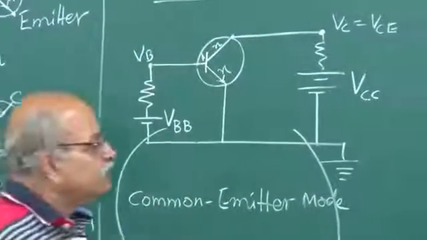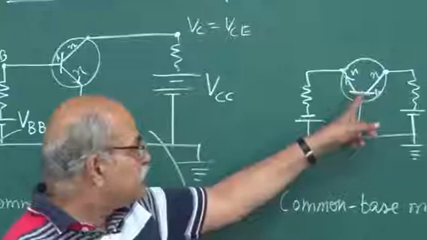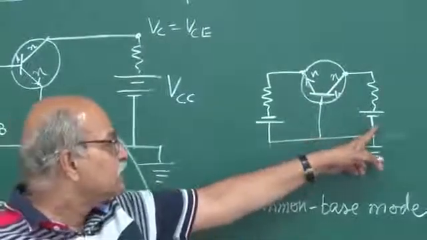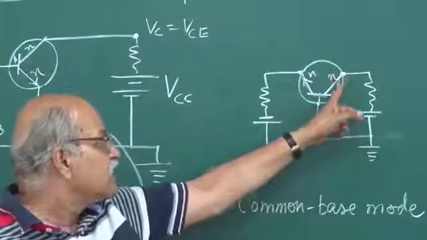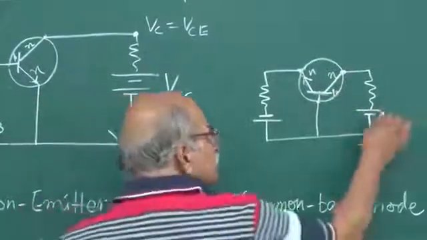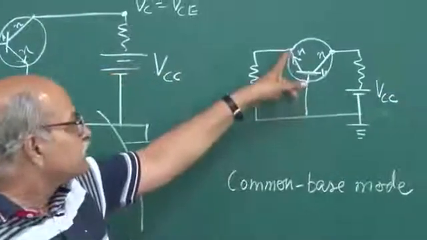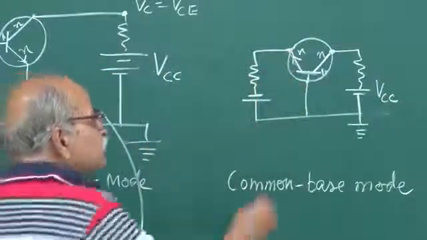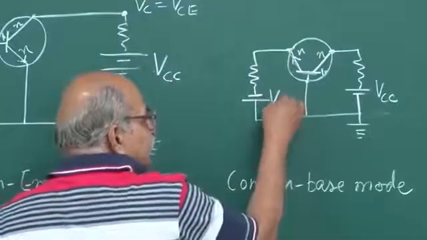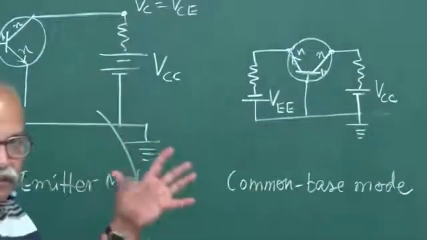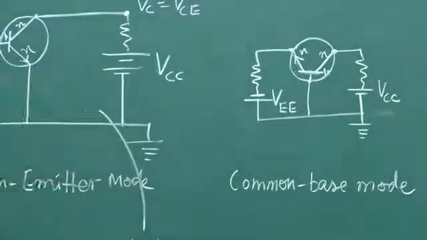Here, base is common, so we won't write B here or here, and this side is collector, so this will be written as VCC. Whereas this is emitter here, so this voltage difference is written as VEE. So they are just nomenclatures.